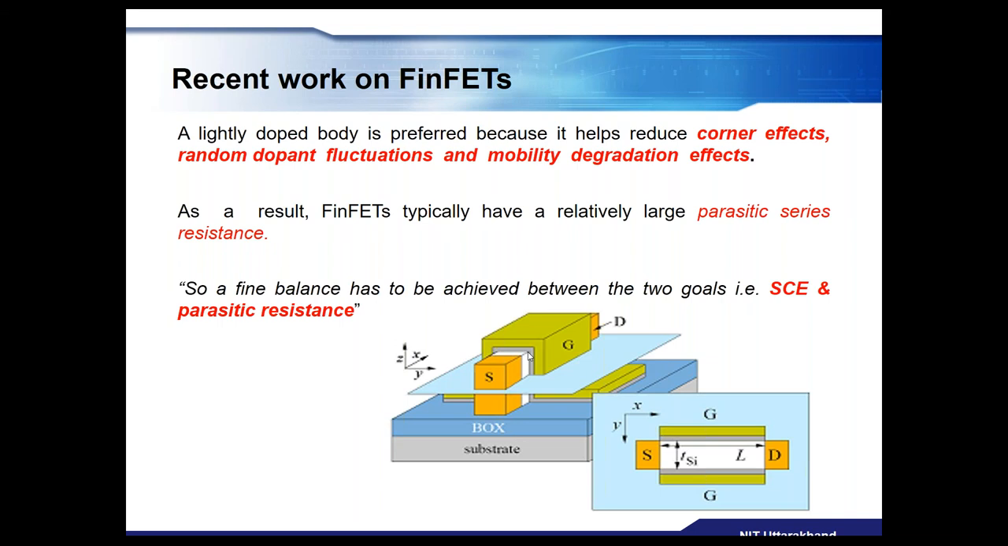That's why, in an overall FinFET, if you apply a voltage, the inversion layer near the corner is formed earlier as compared to the side sections. So there are two thresholds. That's why we call it the corner effect, in which there is threshold voltage variation.